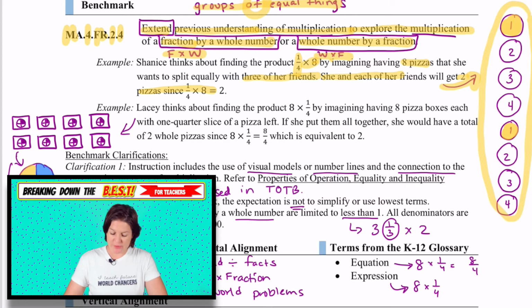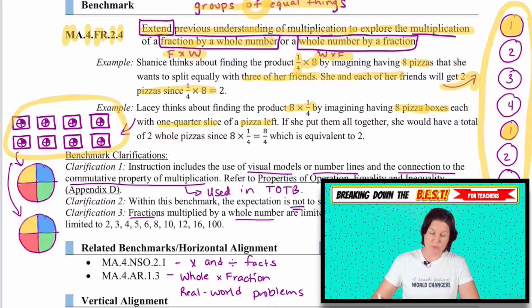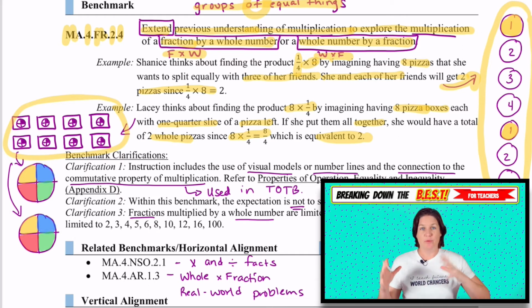Whereas in the other example, it says Lacey thinks about finding the product of 8 times 1/4 by imagining having 8 pizza boxes, each with 1/4 of a pizza left. That's what this model shows. 8 pizza boxes with 1/4 of a pizza left. If she put them all together, she would have a total of 2 whole pizzas, since 8 times 1/4 equals 8/4, which is equivalent to 2. So there's 2 different examples of how we can put multiplication of fractions and whole numbers into real world settings.